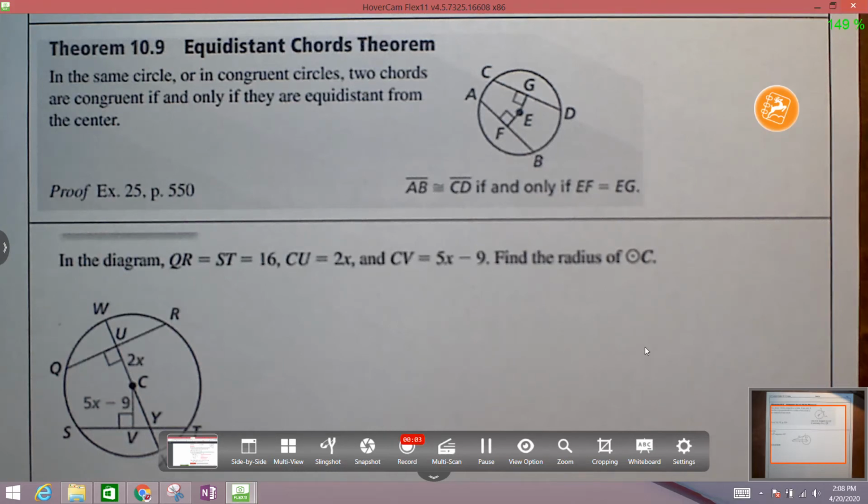Okay guys, welcome back. This is the second part of L22. We have one theorem and one example to go through.